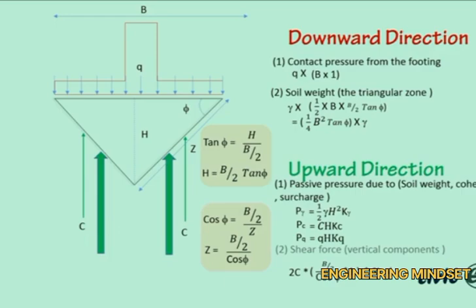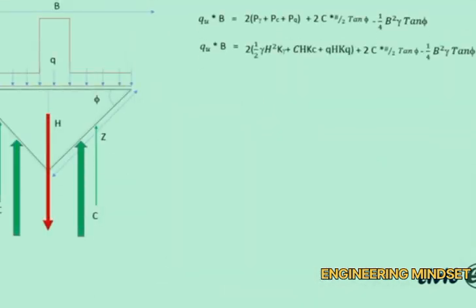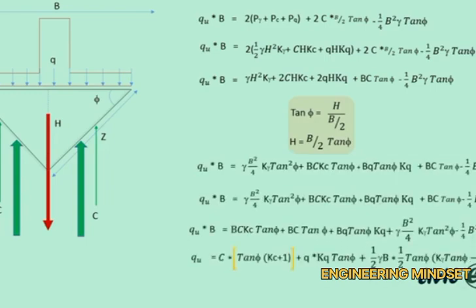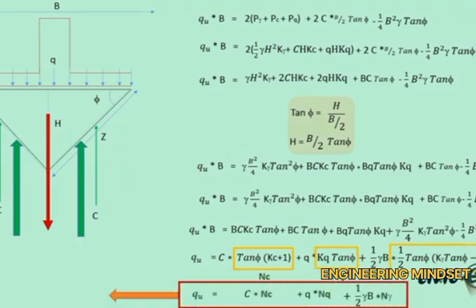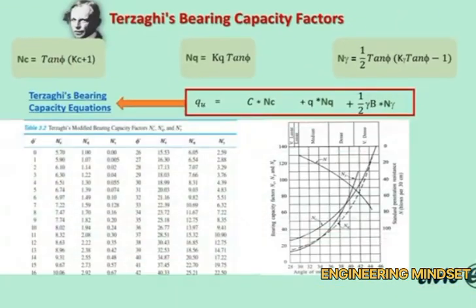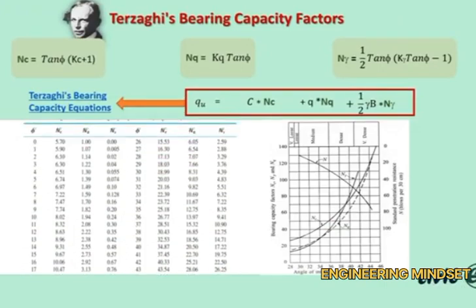The combination of load will look like this. Let's arrange every term that has gamma alone, and let's do that for every term that has C and Q. This term has been named NQ by Terzaghi, this was named NC, and this is N gamma. NQ, NC, and N gamma are known as the Terzaghi bearing capacity factors, and you can notice that every one of them depends on the pressure coefficient and the angle of friction. You can find a table for these coefficients based on the angle phi.